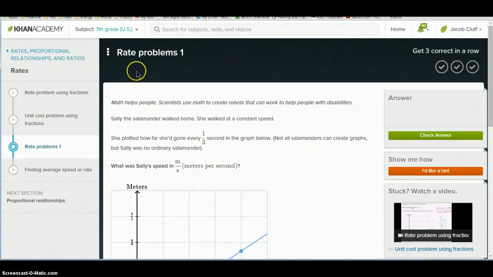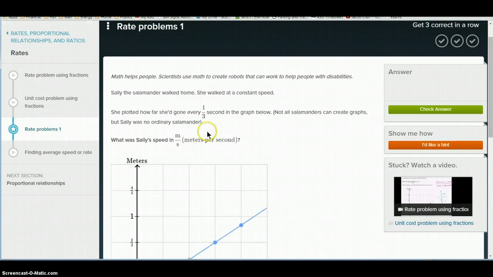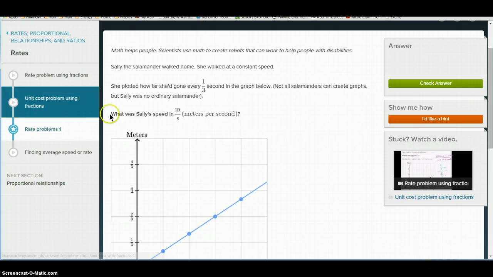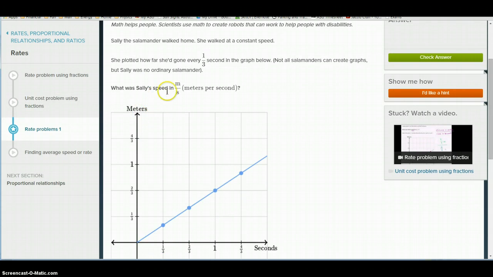So in this video we're going to go over rate problems. In the first example, there's a salamander, Sally, that is walking home. She walks at a constant speed, and then she plotted how far she'd gone every 1/3 seconds in the graph. What was Sally's speed in meters per second?